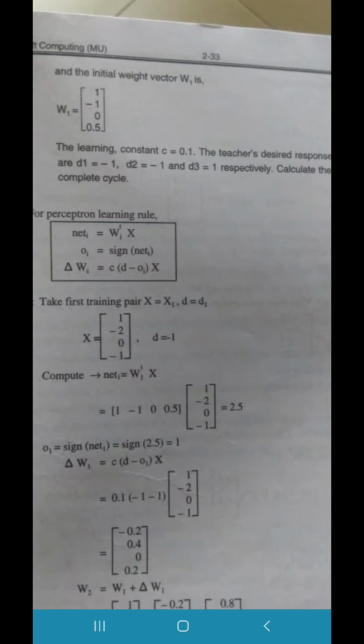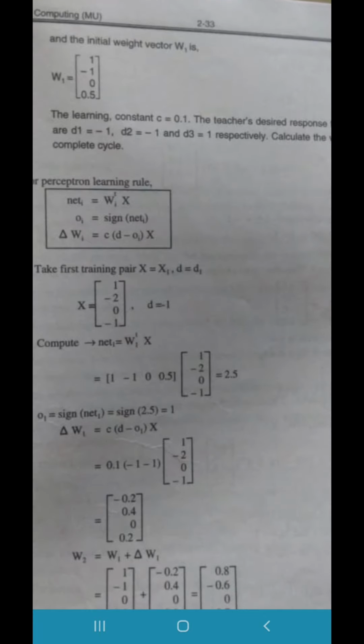But then the next step is to find delta Wi. It's a simple step. We have C, the constant, which is 0.1. Write it down. We have D, that is D1, which is -1. Write it down. We have O of I, that is +1. Just substitute the values in the formula, D minus O of I. So 0.1 into (-1 minus 1), that is -2, into 0.1 gives -0.2. Then we multiply each element of X with -0.2. 1 into -0.2 is -0.2, -2 into -0.2 is 0.4.